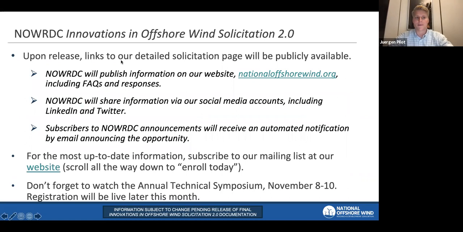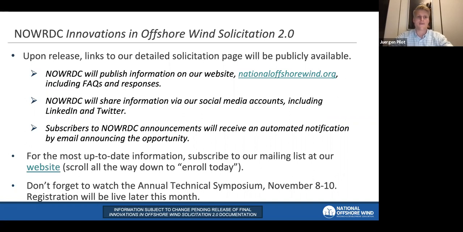So given the aggressive timeline and the limited information we're able to share at this time, we do want to make sure that individuals are notified of additional solicitation related information as soon as it's made available publicly. In order to do so, the consortium will publish information on our website, that's nationaloffshorewind.org, including FAQs and our responses. Additionally, we'll make sure to announce any releases or developments through our social media accounts, including LinkedIn and Twitter.